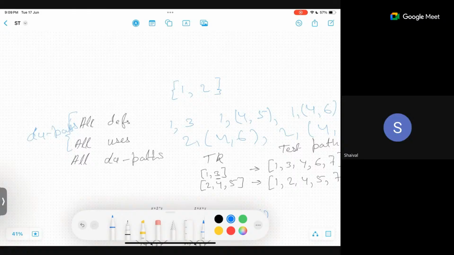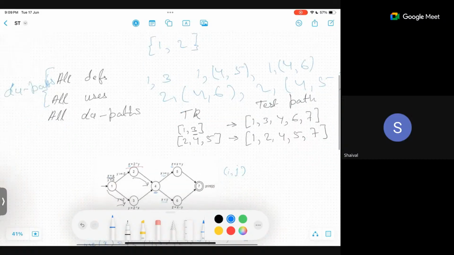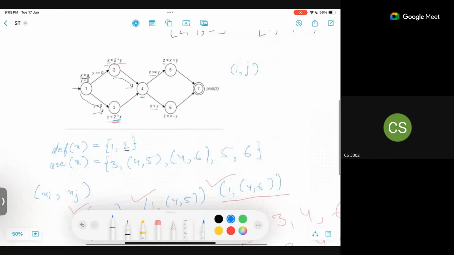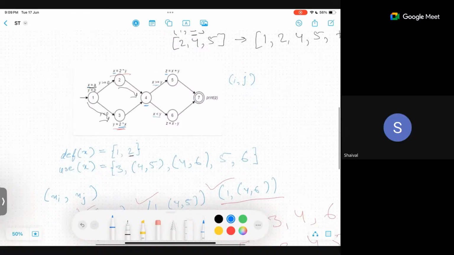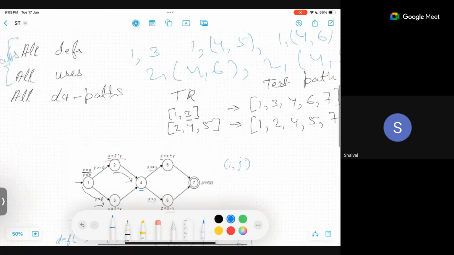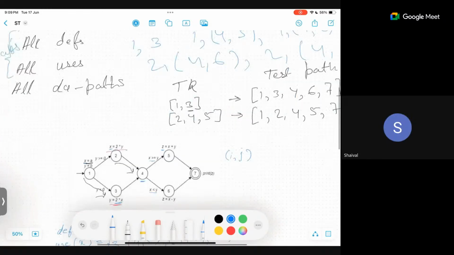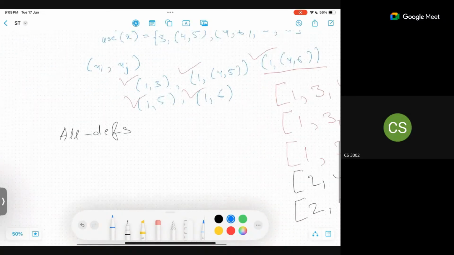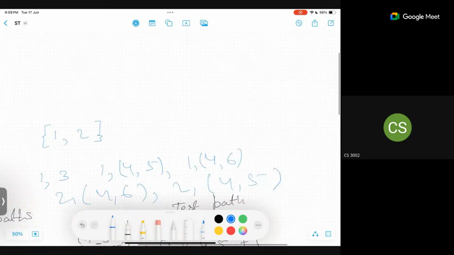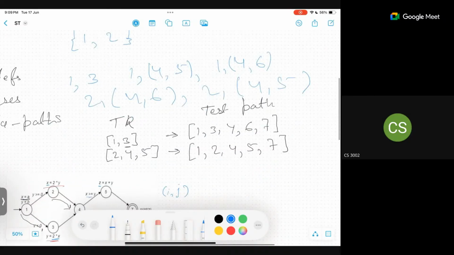Can you just scroll down to all defs that you had listed? This is all defs that we have taken: 1 3 1 4 5. No, these are just the Cartesian products. All defs we had listed here. These are the two. These are the TRs for all defs.